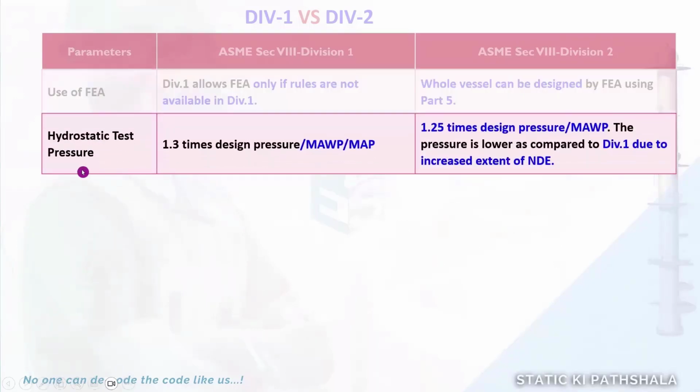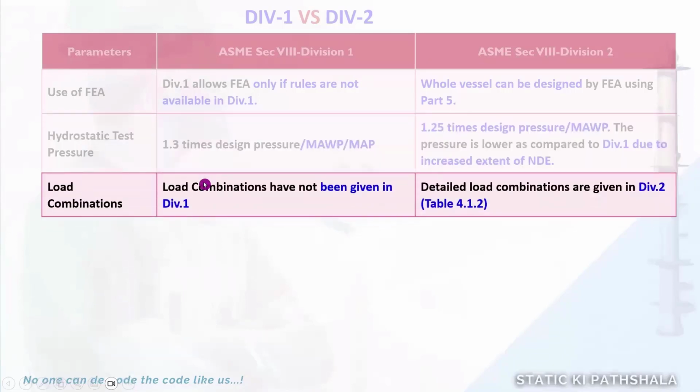Then comes hydrostatic test pressure. In Division 1, as per UG-99(b), we are going to use the equation 1.3 times the MAWP into the lowest stress ratio. So here the multiplication factor is 1.3, and for pneumatic it is 1.1. When it comes to Division 2, the hydrostatic test pressure is only 1.25 times the MAWP or design pressure. The pressure is lower as compared to Division 1 due to the increased extent of NDE and the methodologies given in Division 2. So Division 2 has 1.25 times and Division 1 has 1.3 times the MAWP.